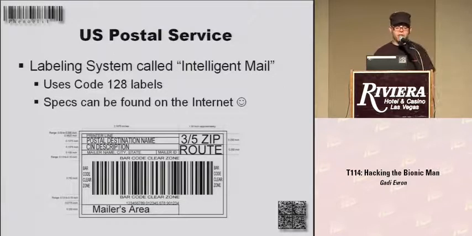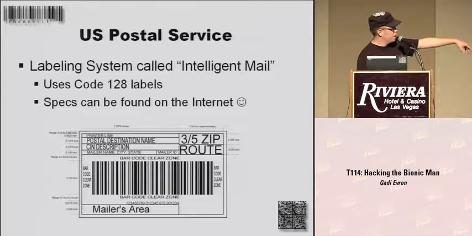So they have this labeling system that's called Intelligent Mail. I assume it got this name because compared to the author, the system was actually written there. It uses Code 128 labels, and I actually found the specs on the internet. Literally the doc file specs on how this works. So here you see how big this thing has to be and stuff.